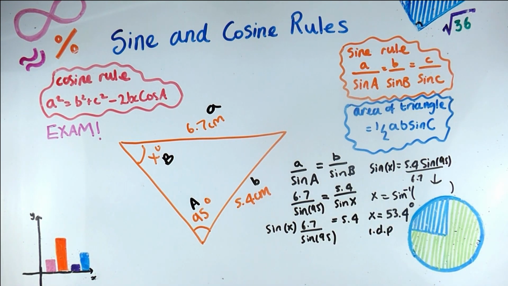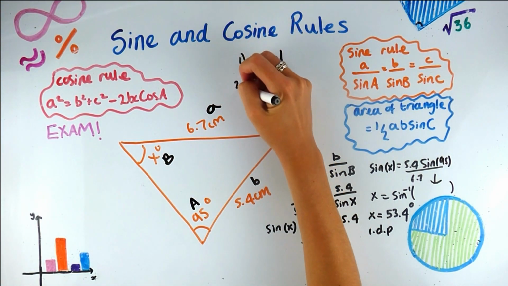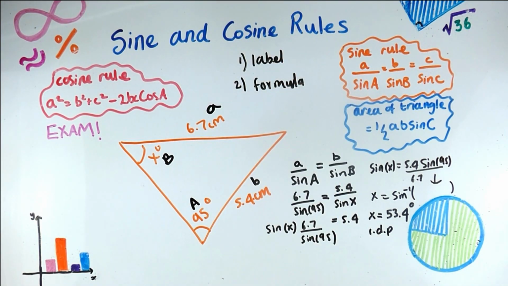Don't forget the degrees. And just to note, this will likely be on a calculator paper because of the shift sine. So that's an example of how we use it. Steps are: 1 is label, and then 2 is formula, and then you just rearrange and solve. So let's look at another one, not too bad.